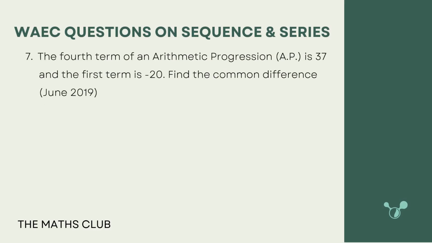Great. The next question says that the fourth term of an arithmetic progression is 37 and the first term is minus 20. Find the common difference. I want you to pause this video and try it out yourself. Welcome back. Let's solve it together.